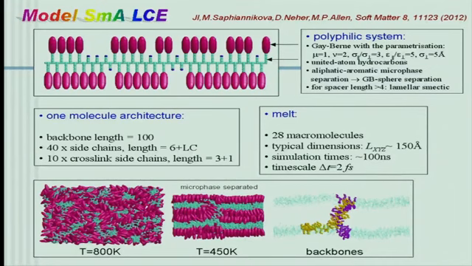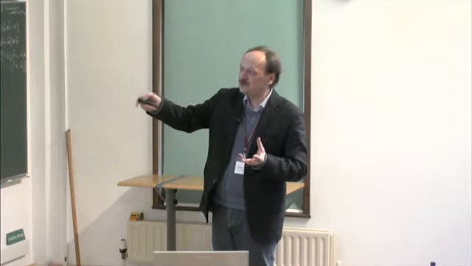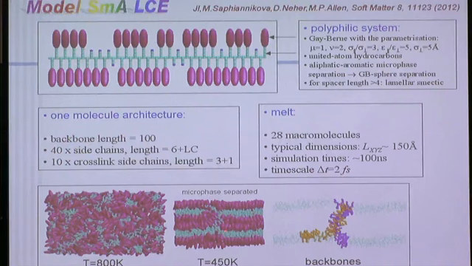So here is just to show the backbones, and we see here some defect of our structure where two chains are basically merging two layers. So we have 28 of such molecules in our melt. So far this is a melt, this is not an elastomer. Typical dimension is 150 angstroms, and simulation times we had were around 100 nanoseconds.